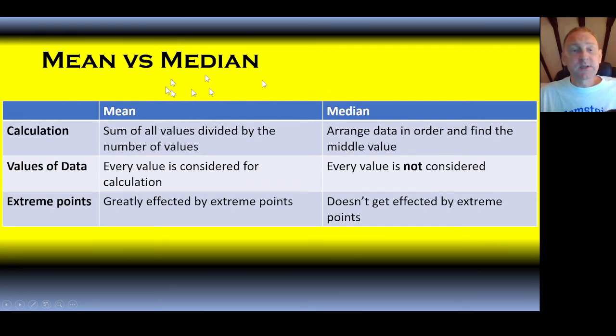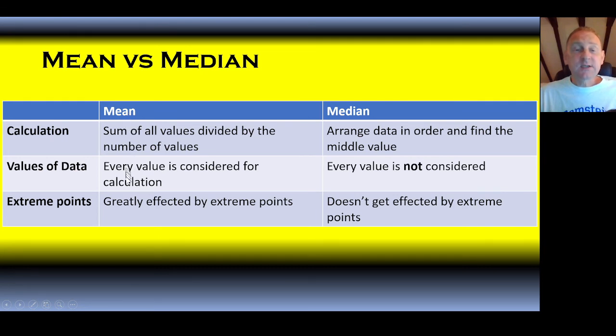So in sum between the two, the mean is the sum of all the values divided by the number of values, where the median is arranged. You put them in order and you find the middle value. With the mean, every value of data is considered for the calculation.